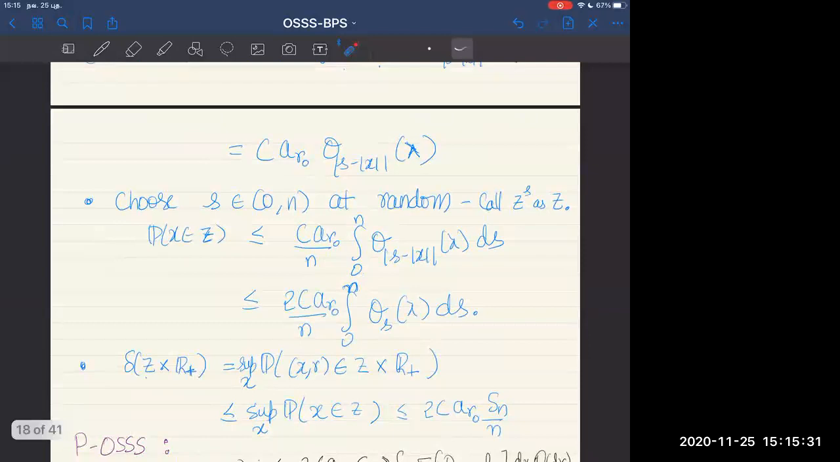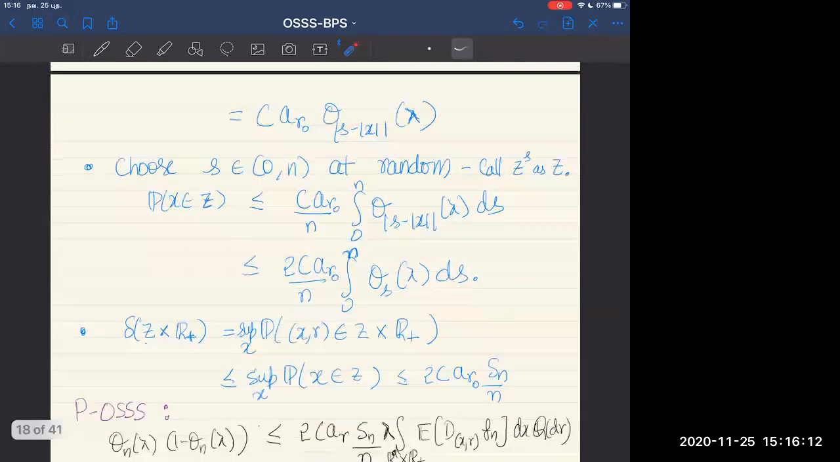And then what you get, which is very neat, is that I average over this and divide by n. Because I've chosen S at random, you integrate this over S and divide by n. And now by just using a simple translation invariance, this integral is the same as 2 times theta S of lambda. So the X vanishes. I can replace this by 2 times this, and this is by definition Sn. So now my revealment probability I have bounded by 2 Sn.